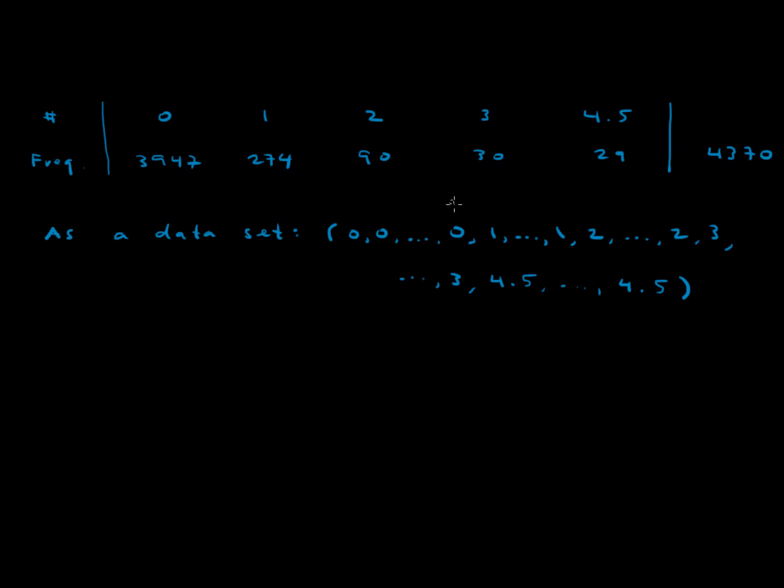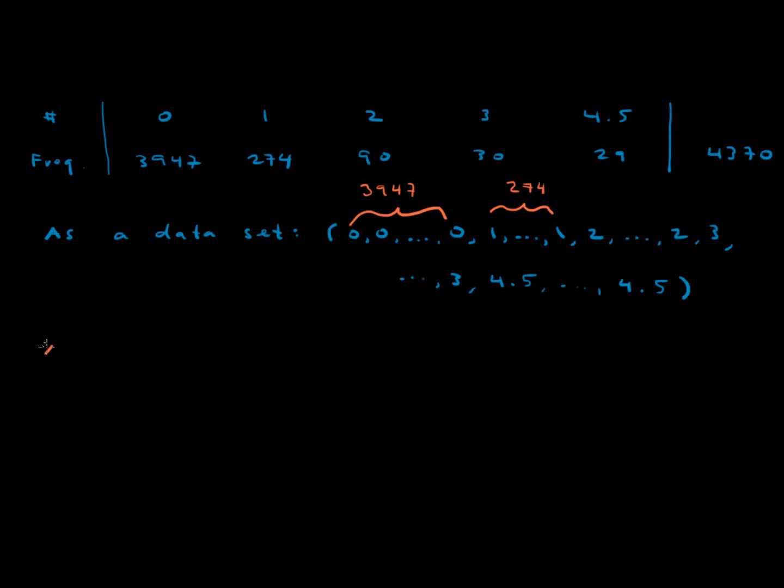So I think the first thing we're going to do is think about this frequency table as a data set instead of a table. So as a data set, the first 3,947 observations are going to be zeros. The next 274 observations will all be ones. The next 90 will be twos, and so on.